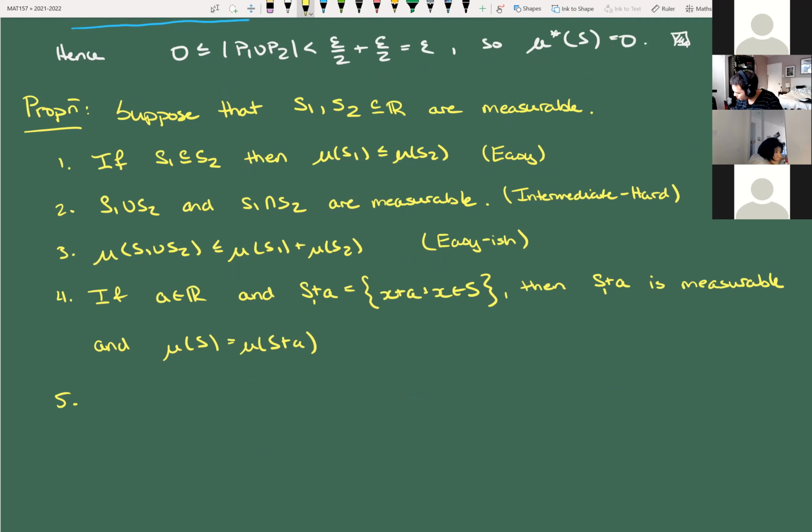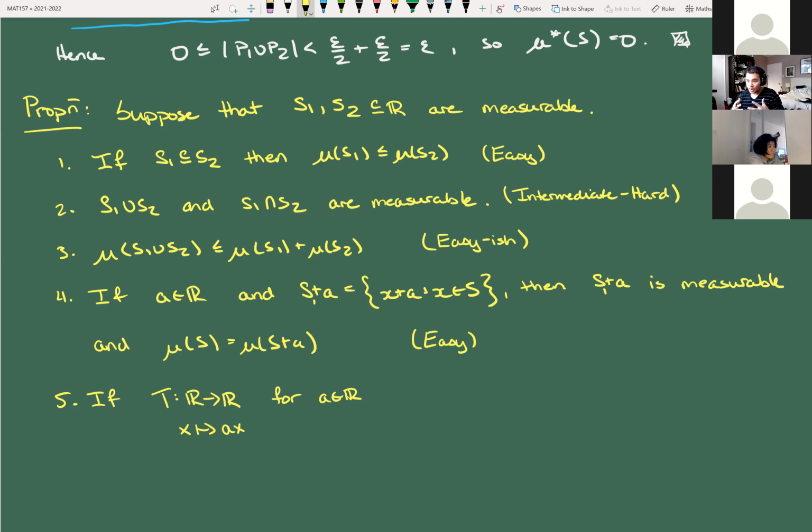And oh yeah, how hard is this one? This one's pretty easy. And then this one that I'm about to do is, I'd say, intermediate, and that's the one I'm going to prove. So if we define this thing, let's do A. So T here is the scaling map, right? So T takes a number and multiplies it by A. So this is the scaling map.